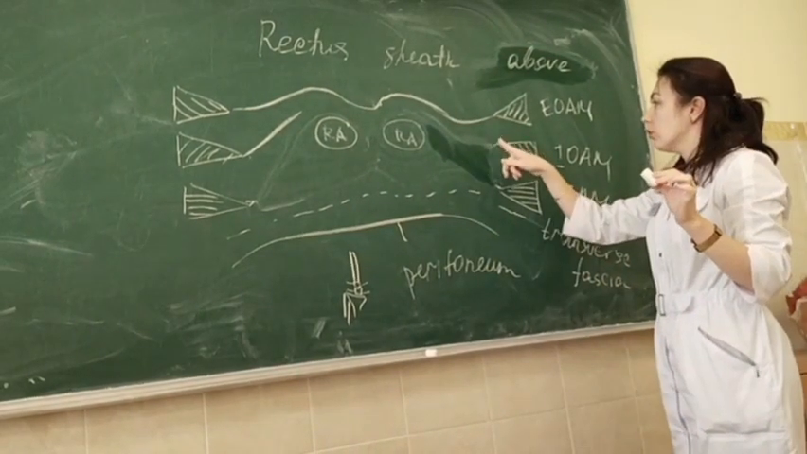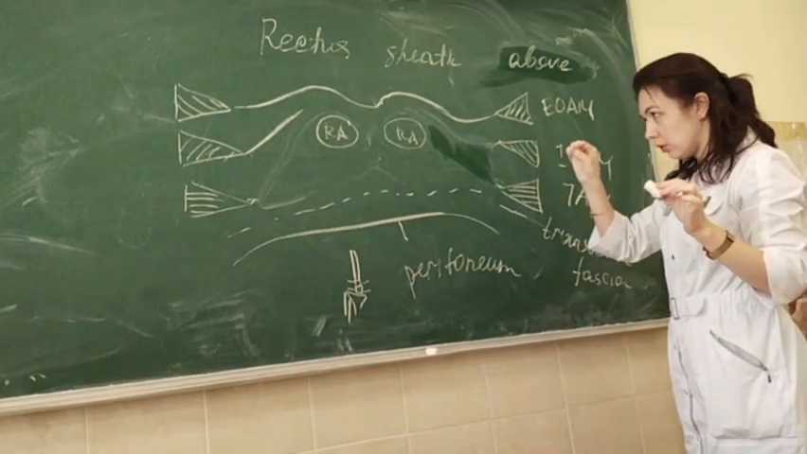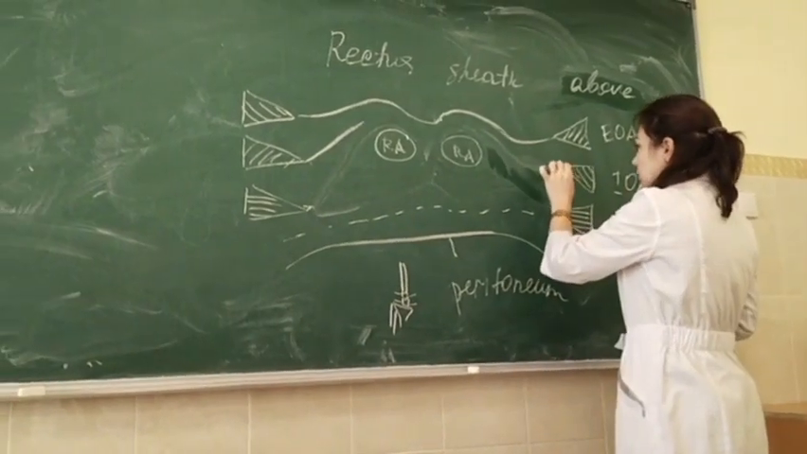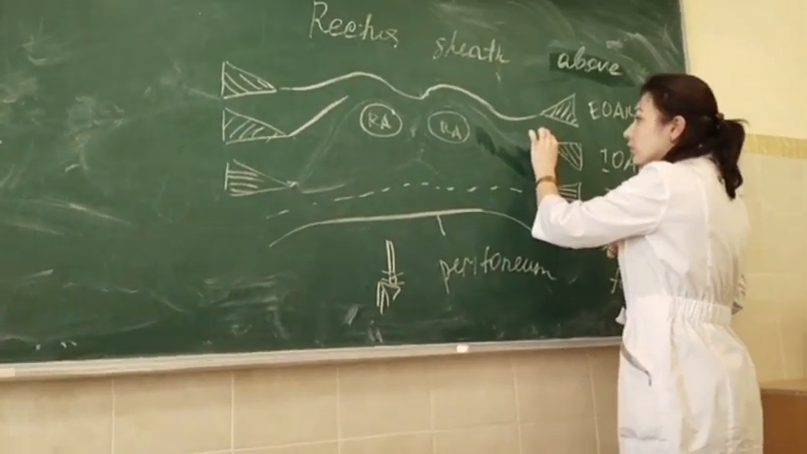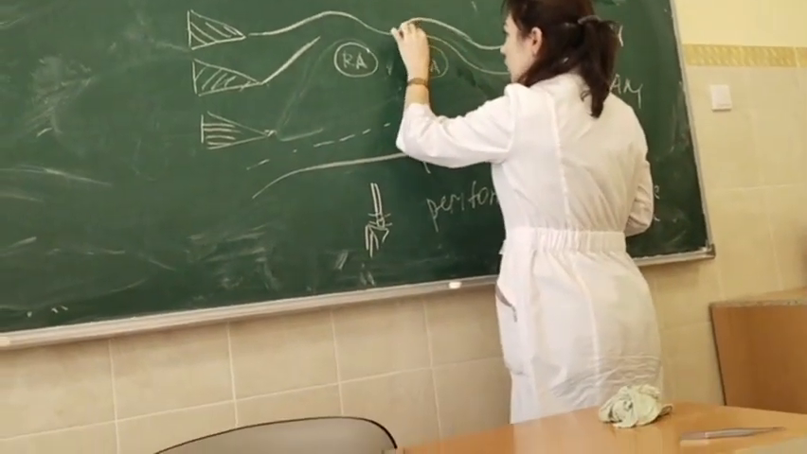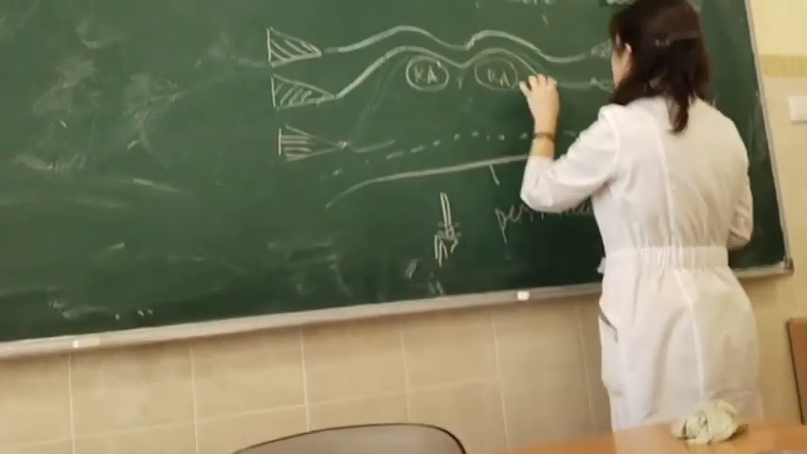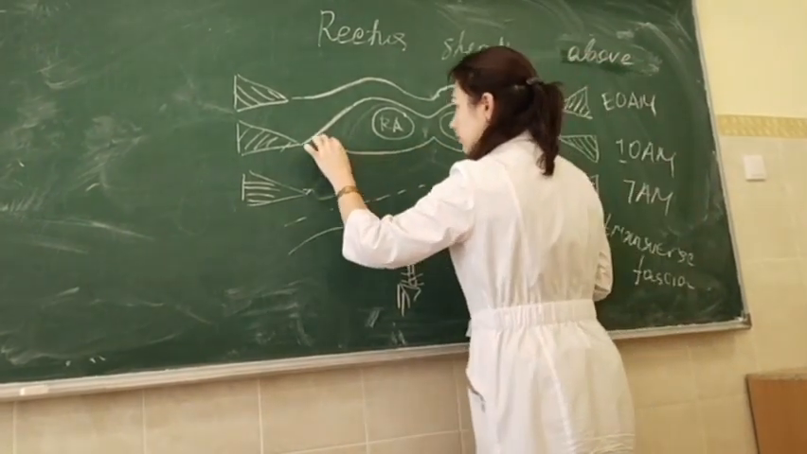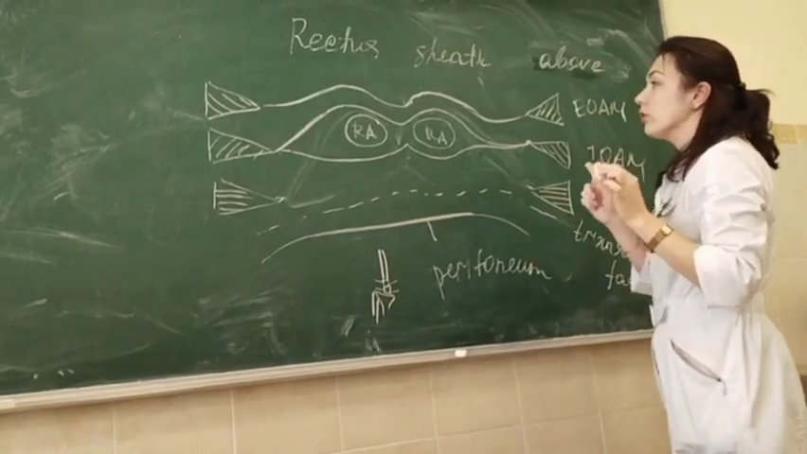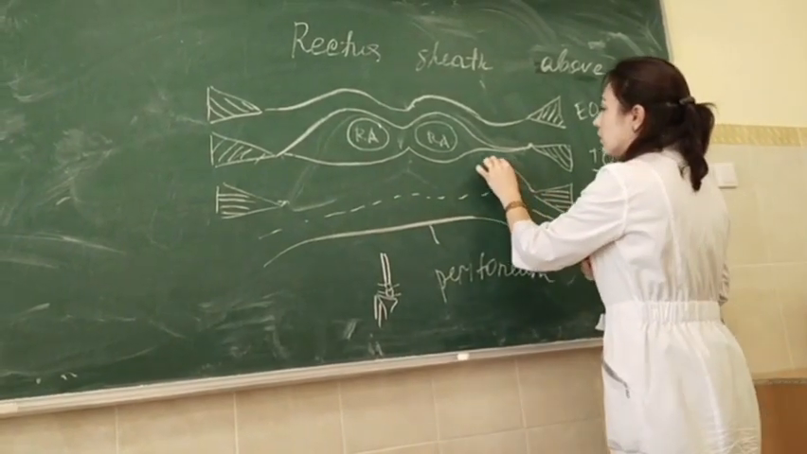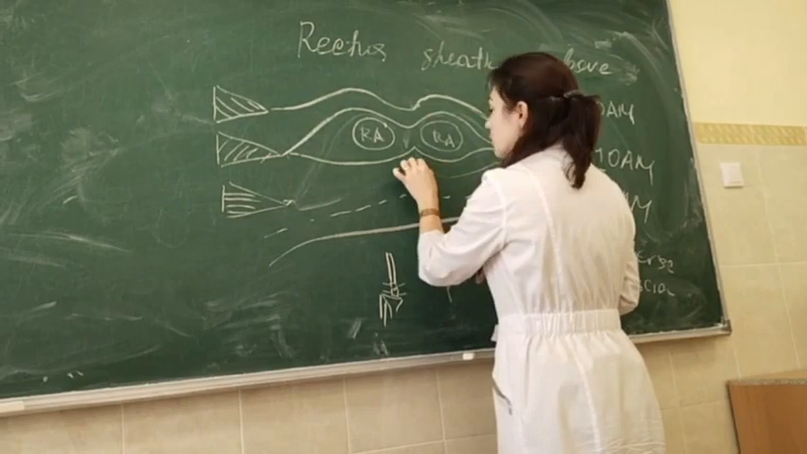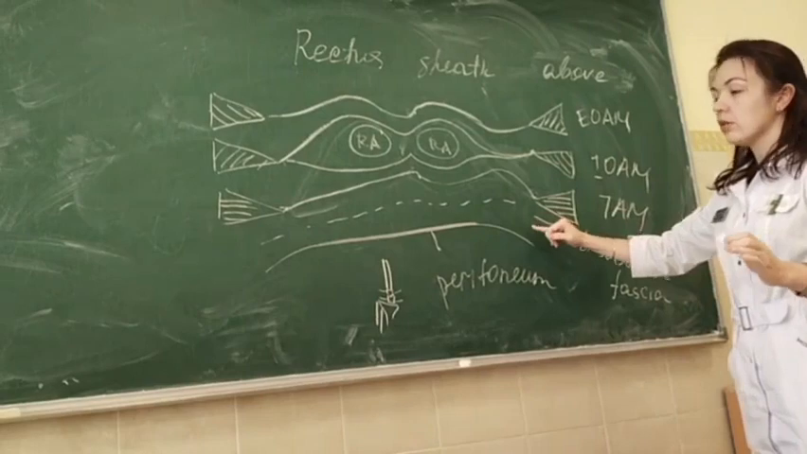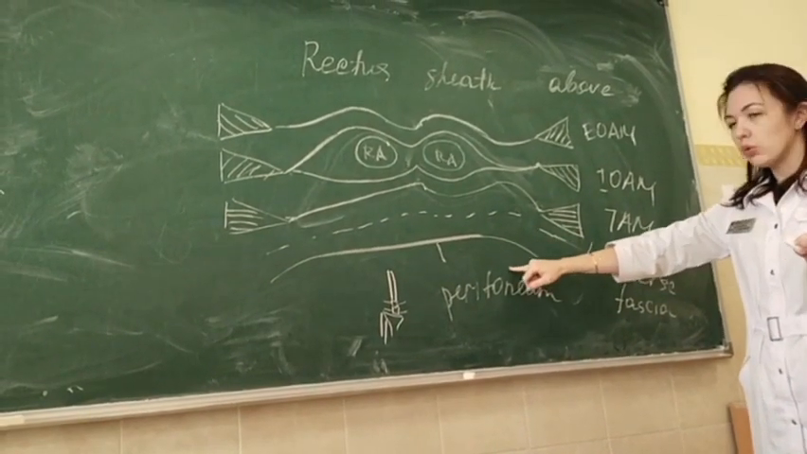The aponeurosis of the internal oblique abdominis muscle gets divided into two laminae, superficial and deep. The superficial lamina covers the rectus abdominis muscle from the anterior side also, and the deep lamina covers it from the posterior side. The aponeurosis of the transverse abdominis muscle also covers the rectus abdominis muscle from the posterior side. Behind the transverse abdominis muscle there are the transverse fascia and peritoneum.